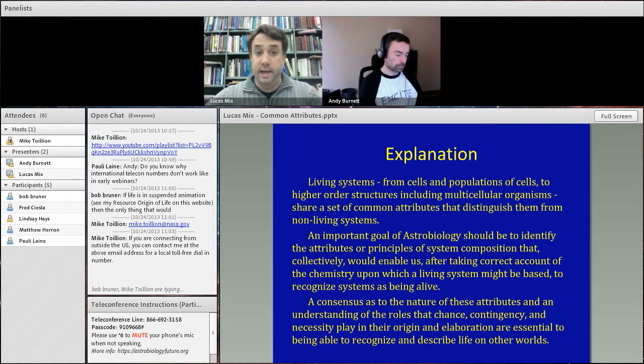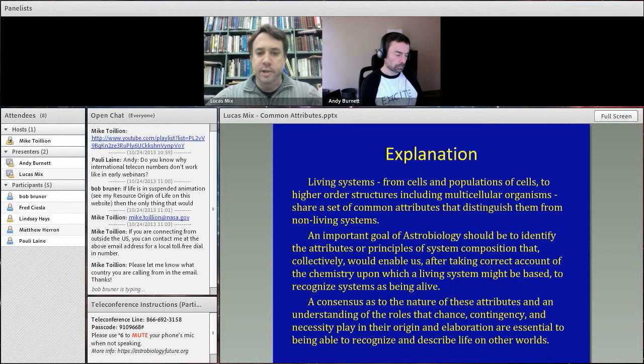Living systems, from cells and populations of cells to higher order structures, including multicellular organisms, share a set of common attributes that distinguish them from non-living systems. An important goal of astrobiology should be to identify the attributes or principles of system composition that collectively would enable us, after taking correct account of the chemistry upon which a living system might be based, to recognize systems as being alive. A consensus as to the nature of these attributes and an understanding of the roles that chance, contingency, and necessity play in their origin and elaboration are essential to being able to recognize and describe life on other worlds.